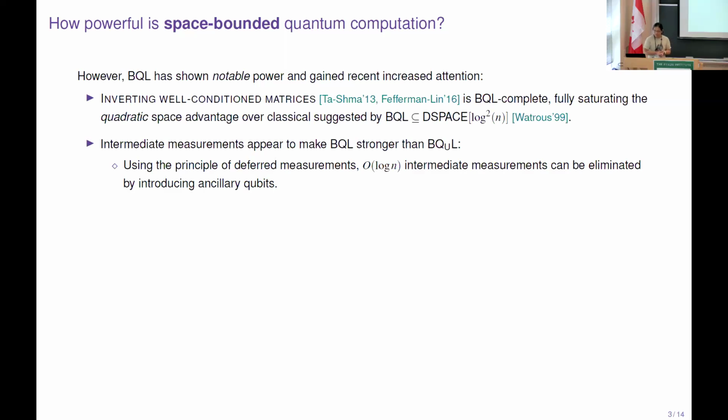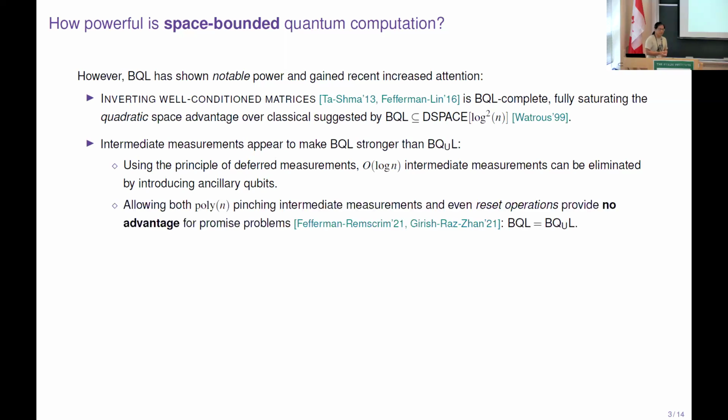And so basically, it raises the question of whether these intermediate measurements are really helpful in log space computation or not. In principle, it depends on the number of measurements. If there are only a few intermediate measurements, we can still simulate them by introducing ancilla, so it's not powerful. And beyond that, it was a long-standing open problem for about two decades until a few years ago.